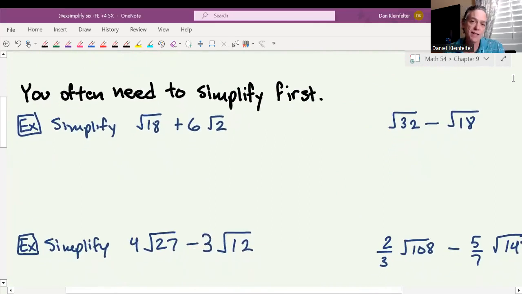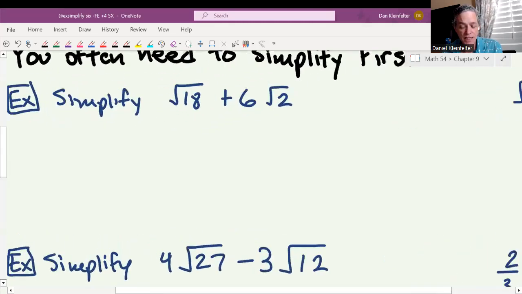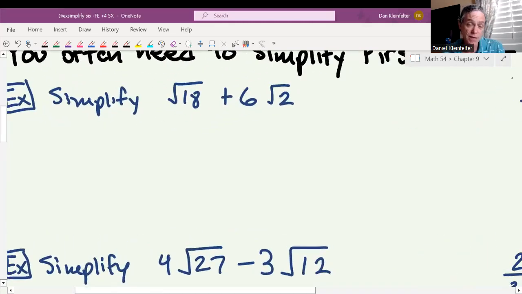Usually you need to simplify first. Like when you see the square root of 18 plus 6 square roots of 2, at first glance you might say, okay, well, those are not like radicals, and so we're all done. But the square root of 18 can be simplified, and if you think about it, it's going to be 9 times 2, and there's that 2. So if we simplify that square root of 18 first, then we should be able to combine things. So let's try simplifying that square root of 18 first.